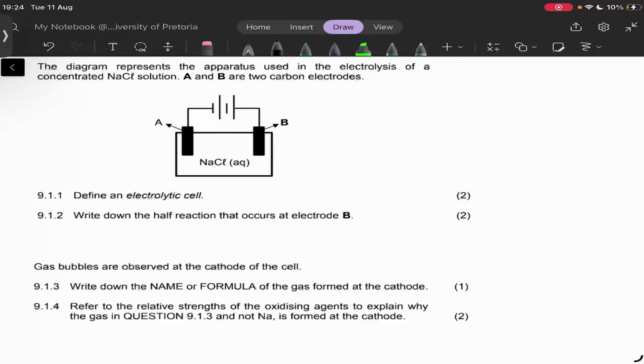Cool. Now let's go to 9.1.2. Write down the half reaction that occurs at electrode B. How do you guys think we now approach or tackle this one?